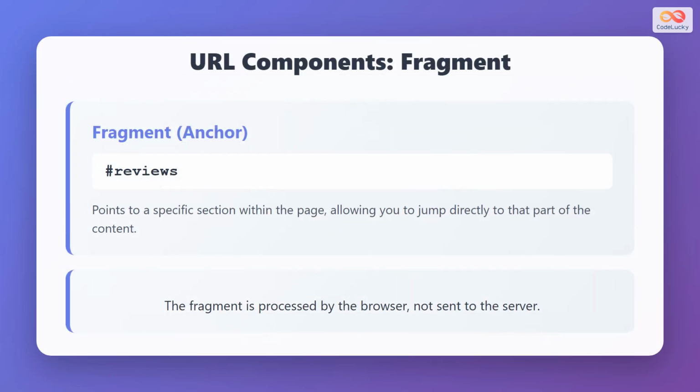The final component is the fragment, also called an anchor. It starts with a hash symbol, shown here as #reviews. The fragment points to a specific section within a page, allowing you to jump directly to that part of the content. Here's an important detail. The fragment is processed by your browser, not sent to the server. It's purely for navigation within a loaded page.